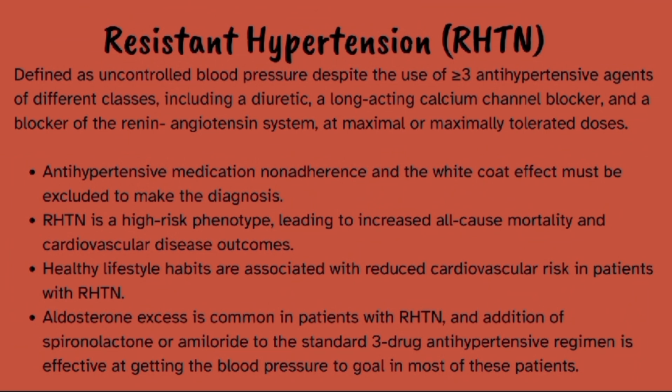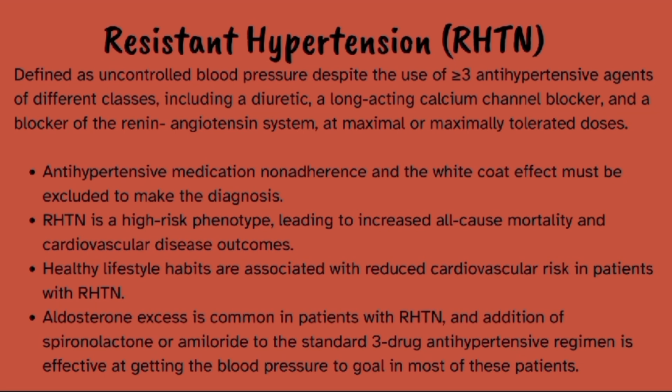Resistant hypertension is defined as uncontrolled blood pressure despite the use of greater than or equal to 3 antihypertensive agents of different classes, including a diuretic, a long-acting calcium channel blocker, and a blocker of the renin-angiotensin system at maximal or maximally tolerated doses. Antihypertensive medication non-adherence and the white coat effect must be excluded to make the diagnosis.